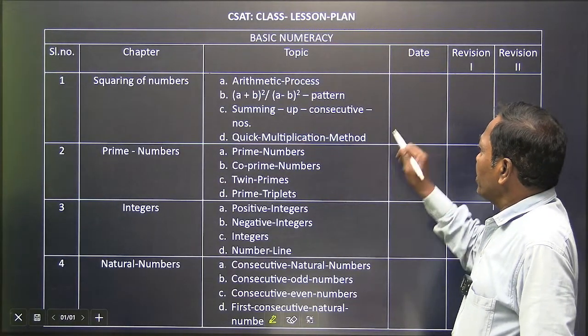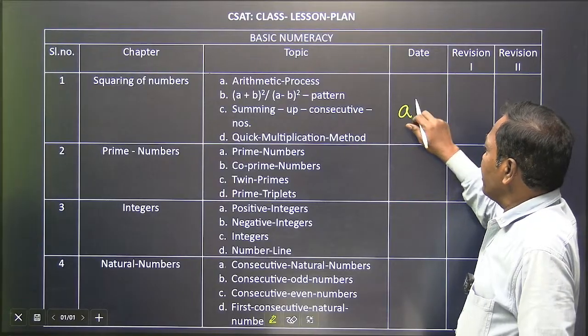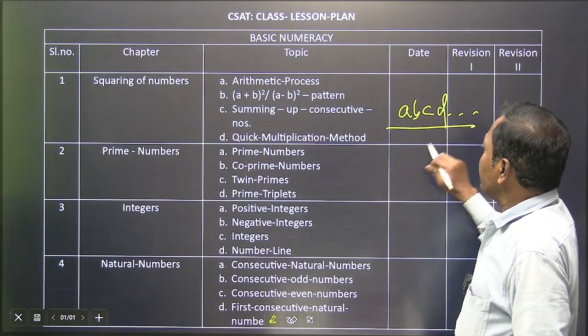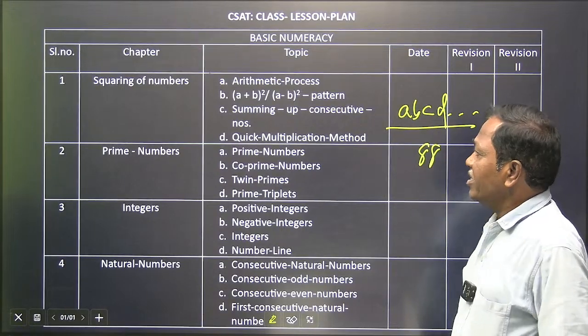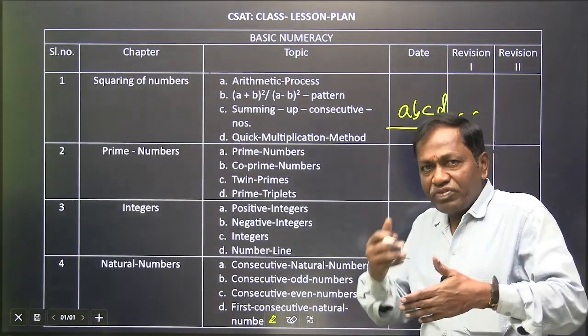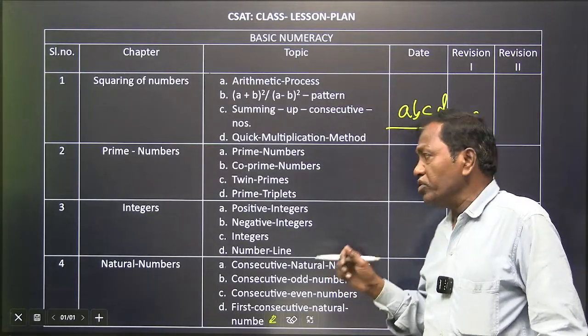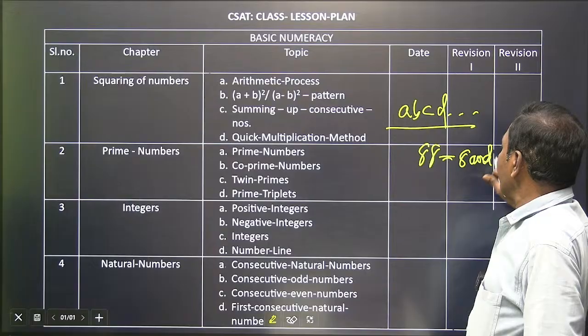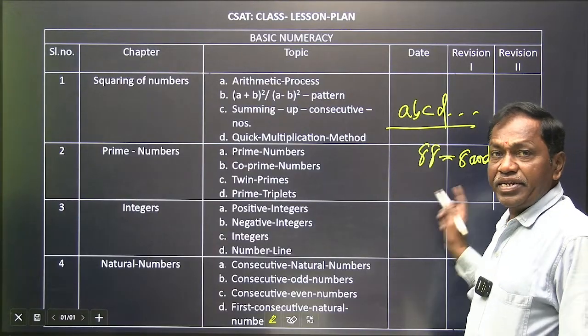Now, some numbers will be there, like A, B, C, D. A number will be there which is divisible by 88. So you cannot check 88 directly, it takes a very lengthy process. That's why you need to know co-prime numbers. What are the co-prime numbers? 8 and 11. 8 and 11 are co-prime.